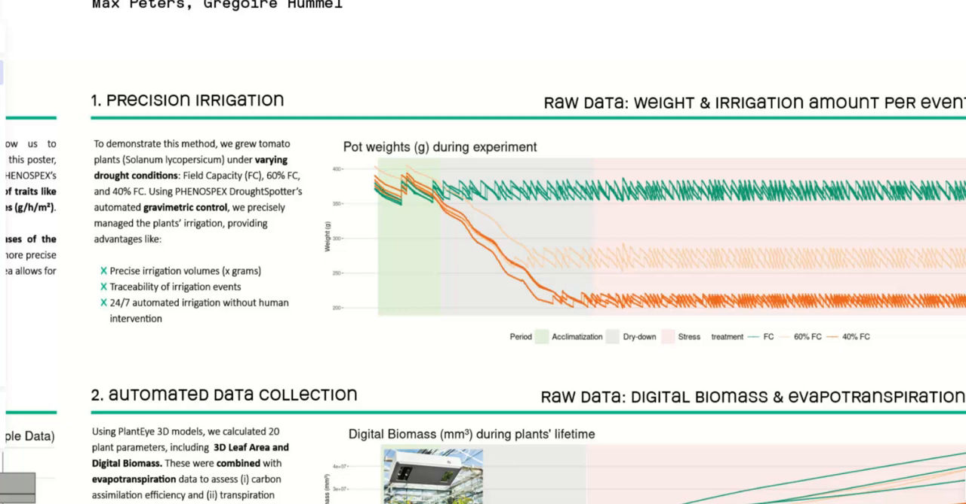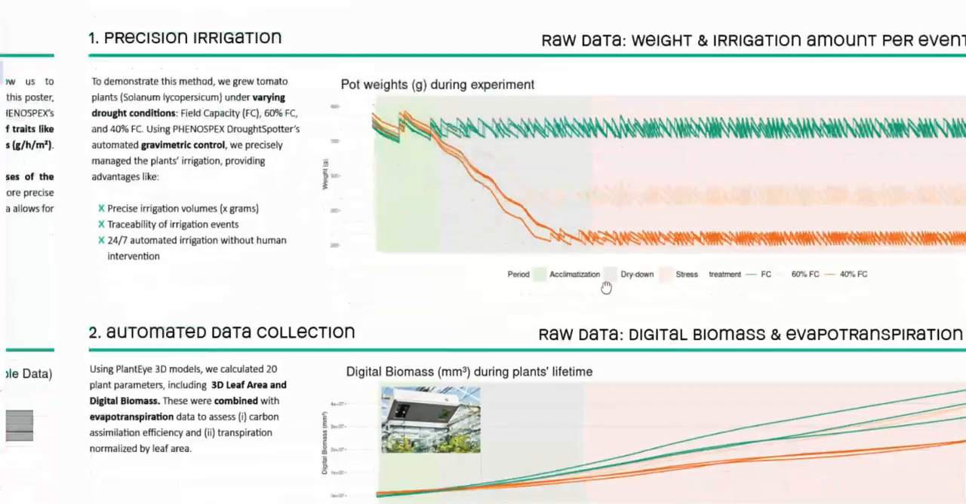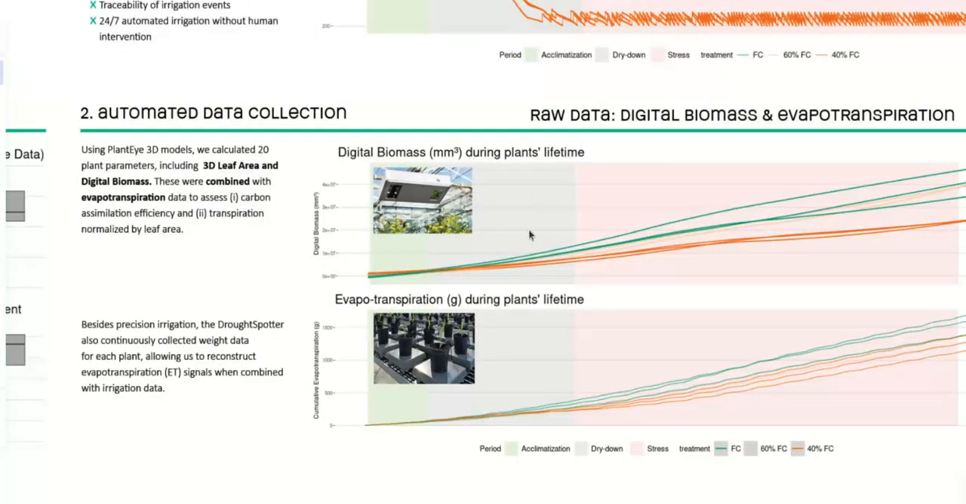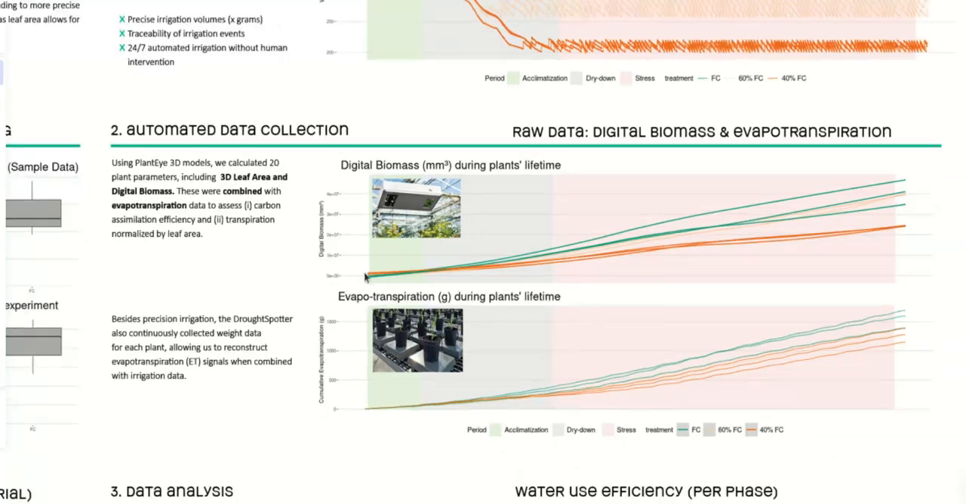But ultimately, we are interested in finding out whether the plants that were grown under drought conditions are more water use efficient. So we also needed data about the growth of the plants. So we collected growth data with the Phenospex PlantEye, and we've transformed this weight data from the DroughtSpotter into an evapotranspiration signal, listing the cumulative evapotranspiration of any plant at any point in time.